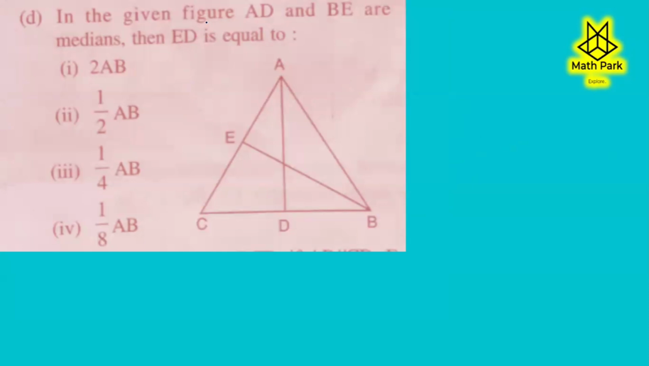Part D. In the given figure, AD and BE are the medians. So AD is a median, so it divides the side into two equal parts. BE is the median, so these two are equal. That means E is the midpoint of AC and D is the midpoint of BC. Then ED, a line segment joining the midpoints of two sides of a triangle, is half of the third side. So you get DE is equal to half of AB by the midpoint theorem.